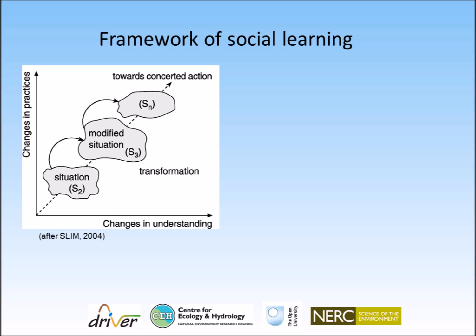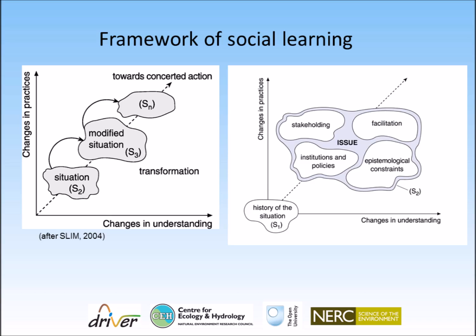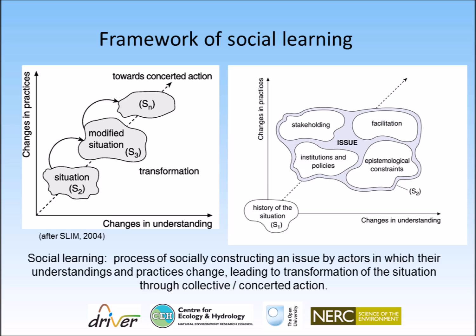The framing you just did, the picture, represents your epistemology, your idea about what drought is. And so trying to reveal that is important for us. And here's a quick definition of social learning, which I won't bore you with unduly, other than it's a socially constructing a situation and understanding of the situation.